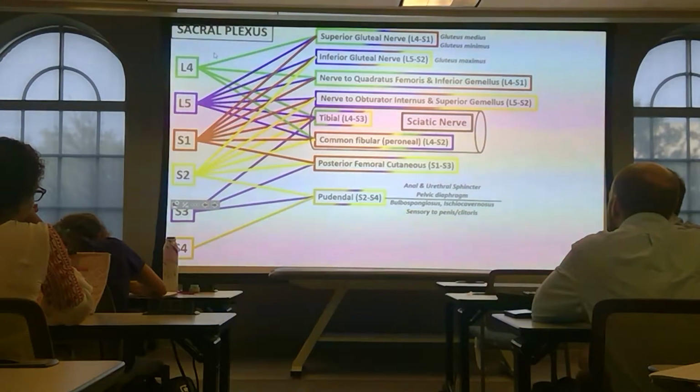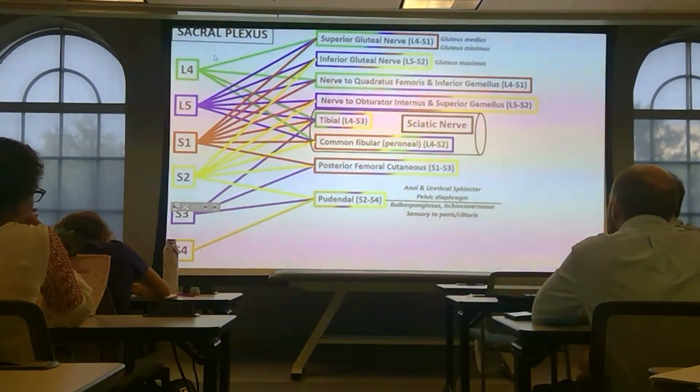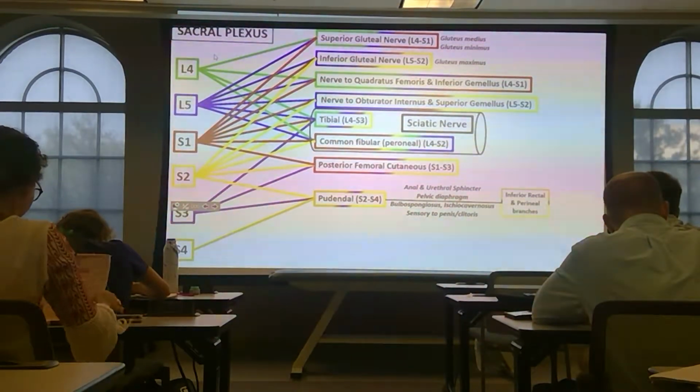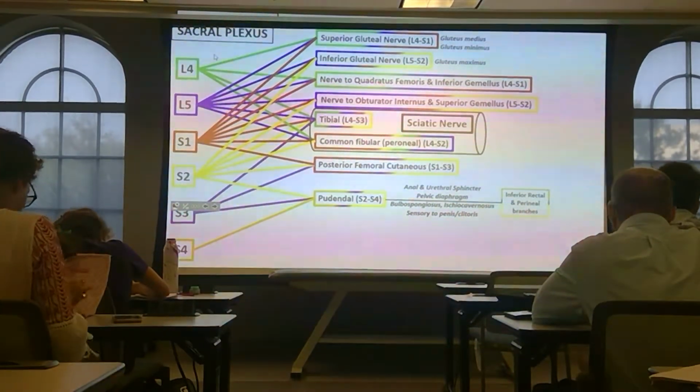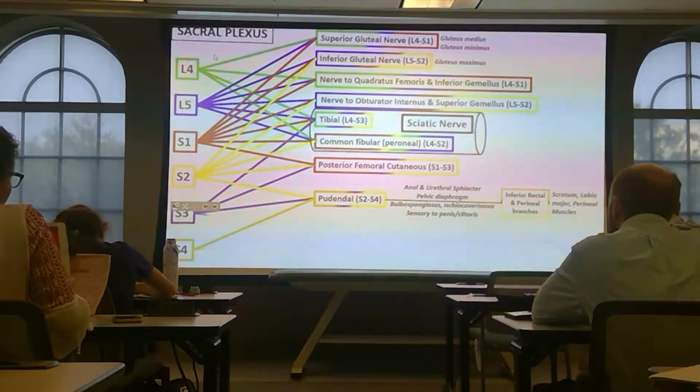Then we have, and I'm going to talk about these together, the pudendal nerve. And that's going to give off branches to anal and urethral sphincter, pelvic diaphragm, some of the pelvic muscles that we'll talk about. This is going to be more of the next unit. Then you have inferior rectal and peroneal branches. And then I'm going to talk about the next one with it.